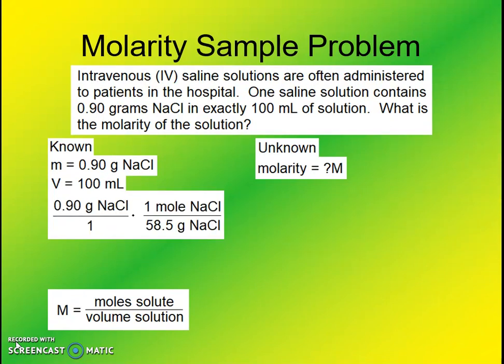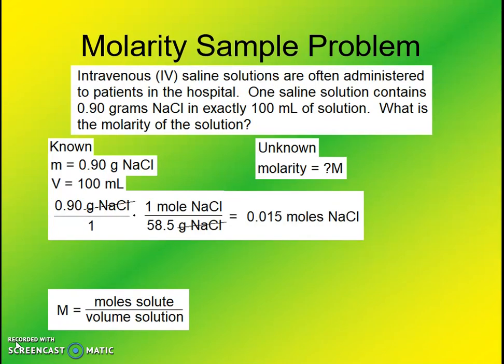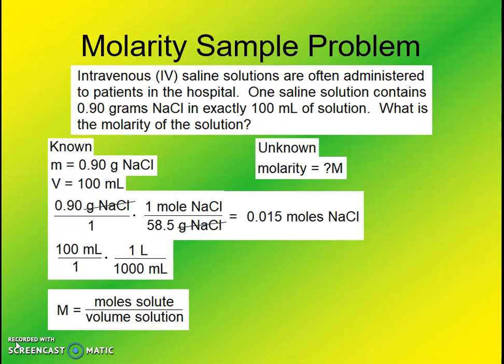So I'm going to get the molar mass of sodium chloride, 58.5 grams of sodium chloride per every mole. There's my conversion factor. I need grams on the bottom so they reduce out. And I find there to be 0.015 moles of sodium chloride in that 0.90 grams of sodium chloride. For volume of solution, again, I need liters, but I have milliliters, so I take my 100 milliliters of solution, put it over 1, and I'll use my conversion factor of milliliters to liters, 1,000 milliliters in every liter, milliliters in the denominator, so they reduce out, and I find there to be 0.1 liters of solution.